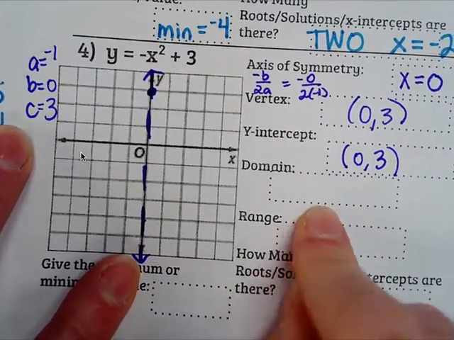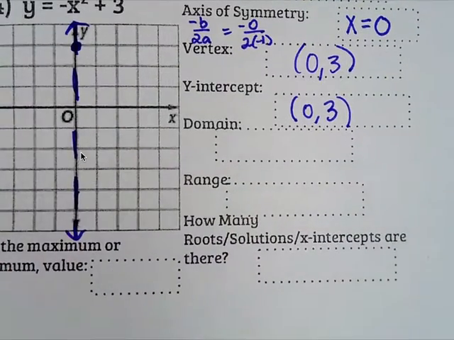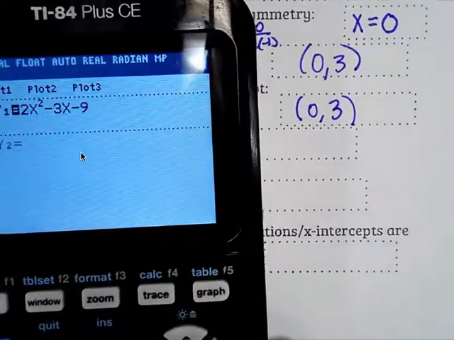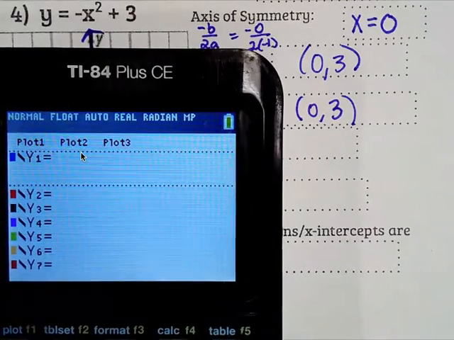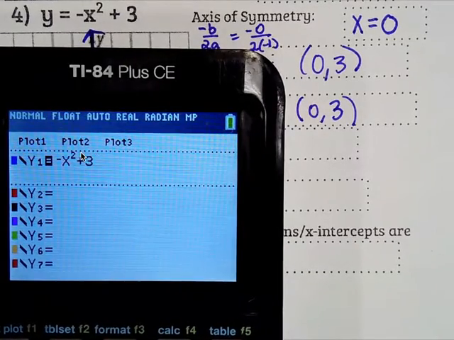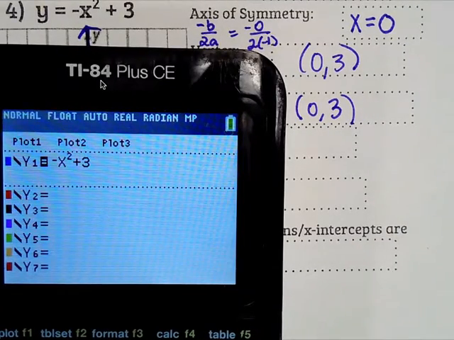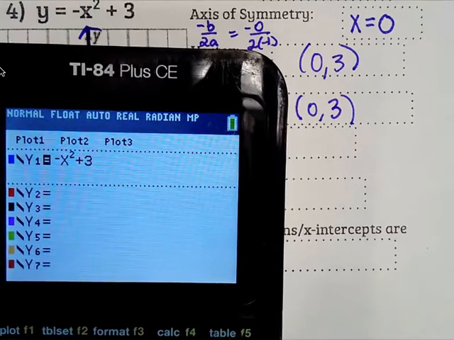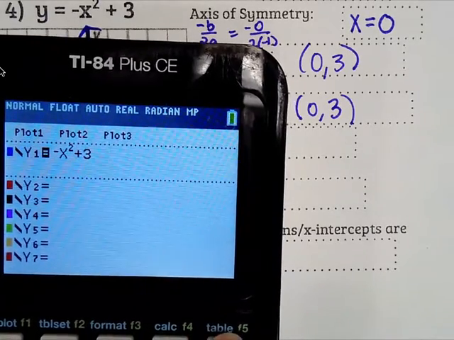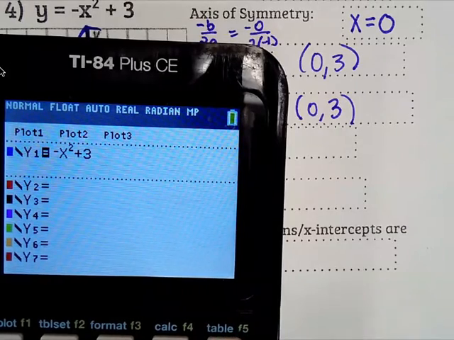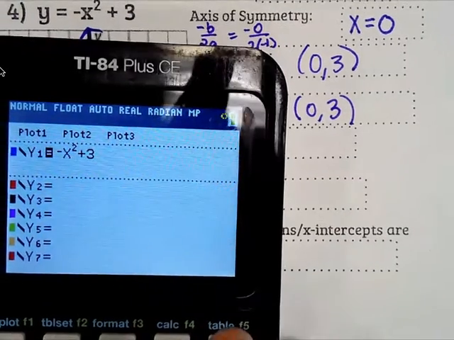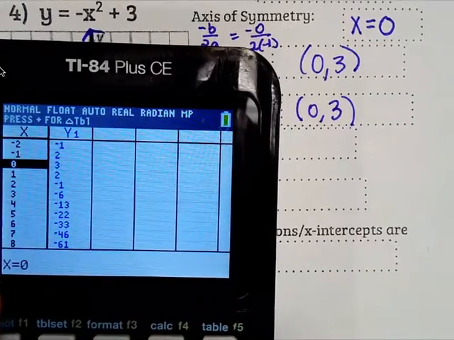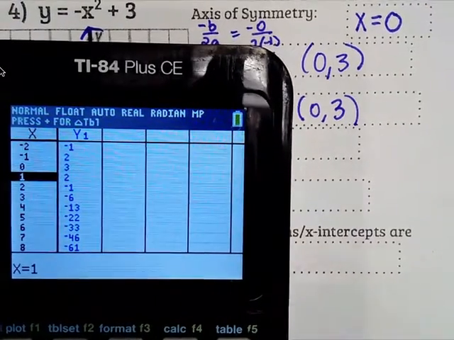We need to get a couple of more points. So we are going to put it in the calculator. So it is -x squared plus 3. To get a couple of more points, we find our vertex on our table, and then we look at the next two numbers. So 0, 3. So our next two numbers is 1, 2.